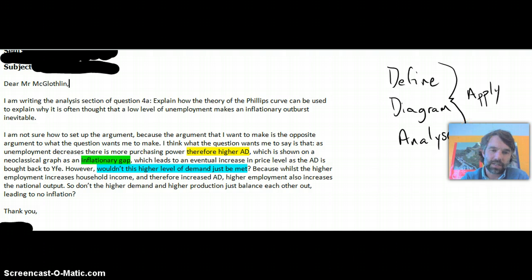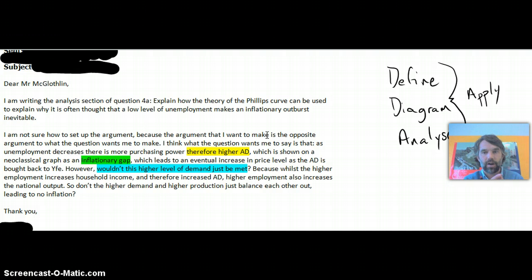So this is a good question because what we see here is, the question is: explain how the theory of the Phillips curve, and so on. What we see in yellow, therefore higher aggregate demand, is the answer. We're saying, why does a low level of unemployment make an inflationary outburst inevitable? Well, it's because of the higher aggregate demand caused by the low unemployment. That's the answer, but that's not 10 marks, is it? So we need to get 10 marks out of that.